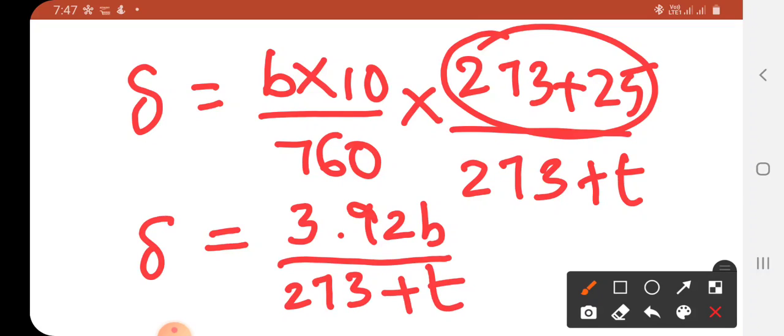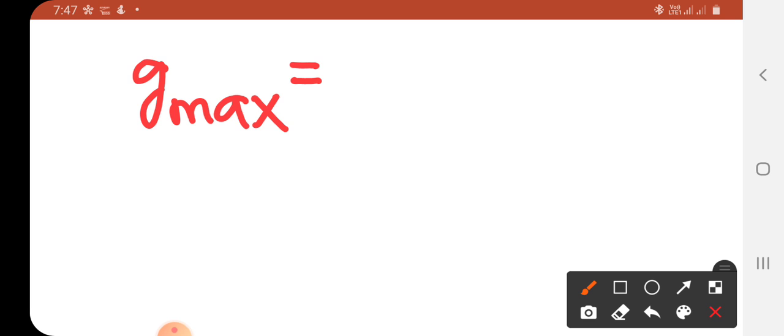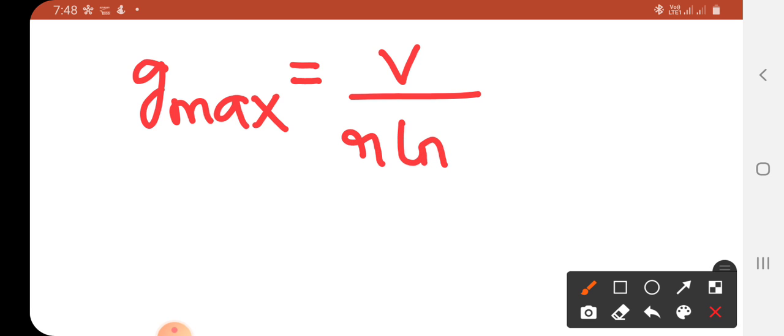This is the value of delta. Okay, next. In the case of parallel conductors, it has been shown that the maximum potential gradient occurs at the surface of the conductor and is given as G max is equal to V divided by R into ln d by R.